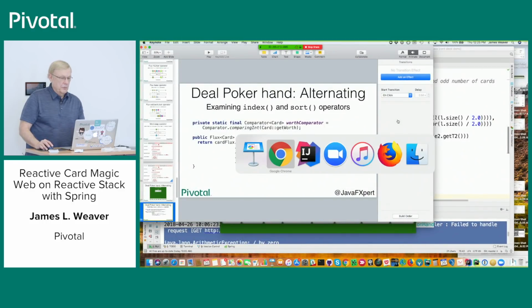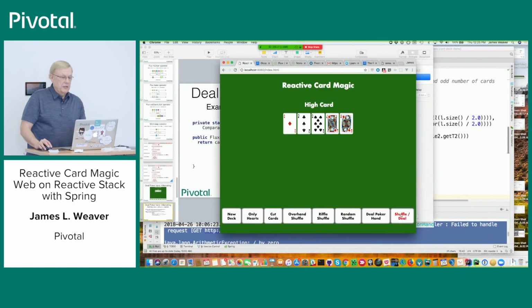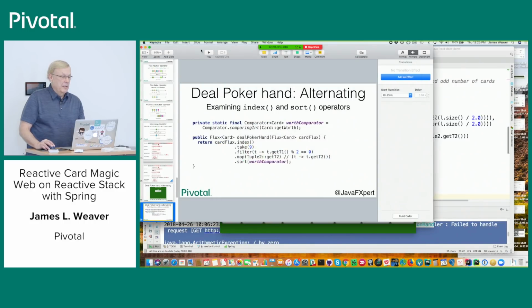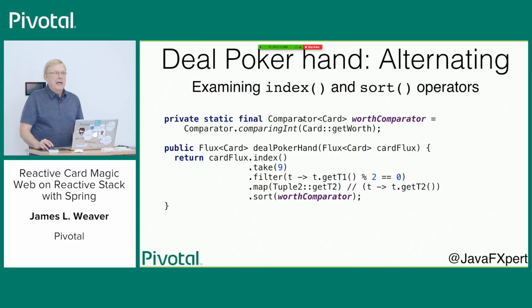I'll go ahead and just run it really quickly. If I shuffle and deal a hand, notice that not only do we deal the hand, but we also sort the cards in their natural order. So to do that, we need a comparator. The sort operator is going to take a comparator, which is going to take the value of the card, the worth of the card, no matter what suit it is, and aces are going to be the lowest, and kings are going to be the highest. So that's what this is.